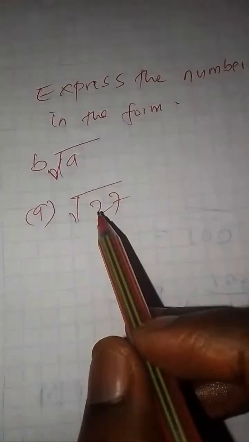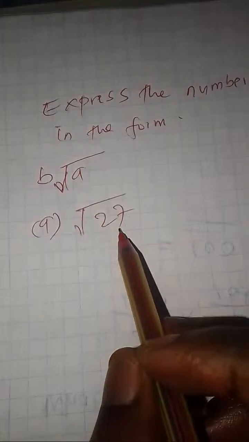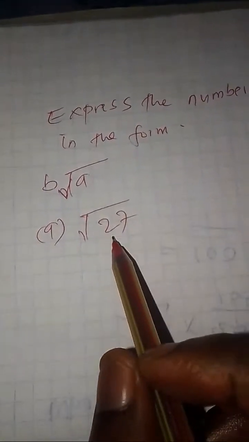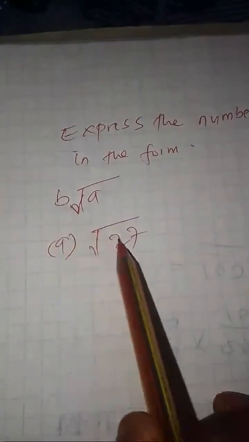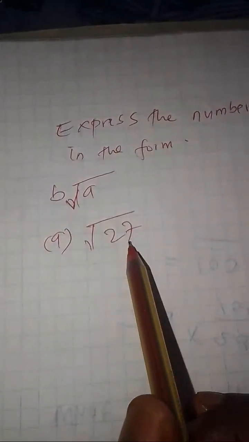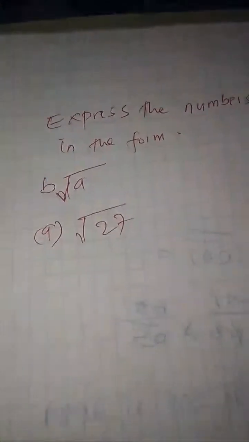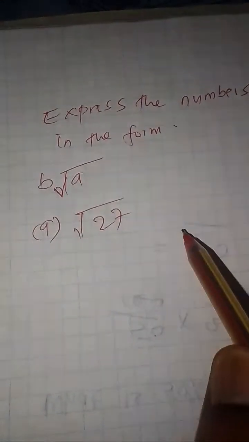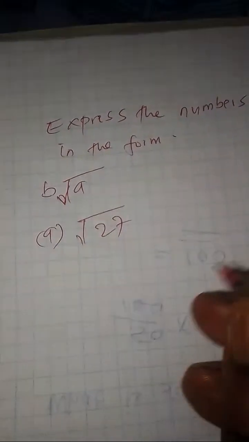We must find a number that we can multiply to get 27, and that one of the numbers must have a square root. Get me right? For us to change this root 27 into B root A, we must have a number that has got a square root. That number must come from 27. The number that when multiplied gives us 27, and one of its numbers must have a square root. And which number is that?